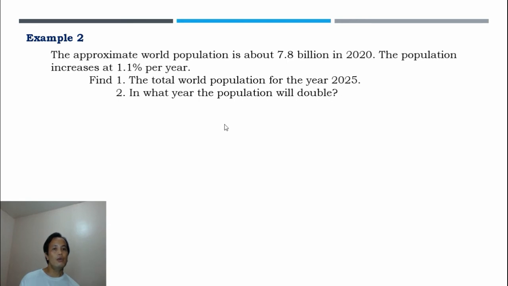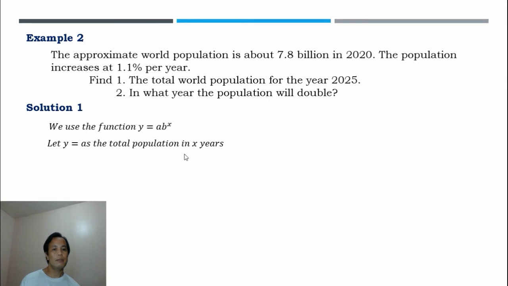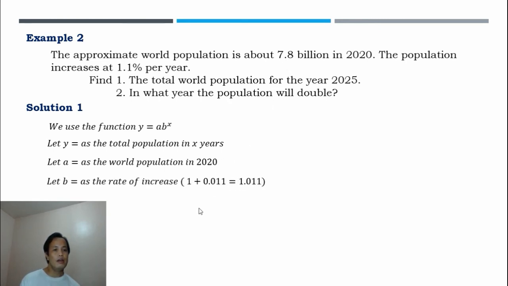Number 2, in what year the population will double. So we'll solve problem number 1. Problem number 1 can be solved by simply using the exponential function. So we use the function y equals a times b raised to x, wherein y is the total number of population in x years, a is the world population in 2020, so the initial value of 7.8, and we let b be the rate of increase.